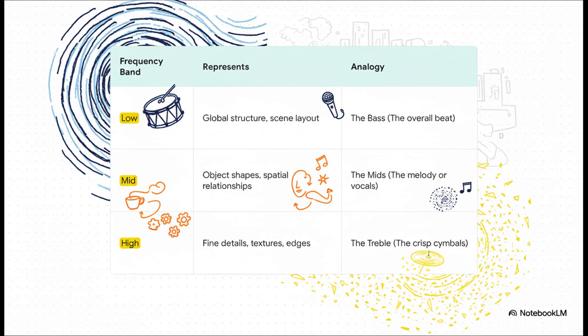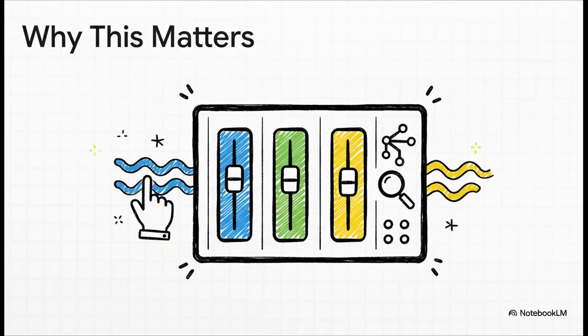Check this out. The low frequency band, that's like the bass in a song. It represents the global structure, the whole layout of the scene. The mid-frequency band is the melody. It defines the actual shapes of objects and how they're all arranged. And then you have the high-frequency band, which is the treble. All those crisp, fine details, the textures and the sharp edges. It maps out perfectly.